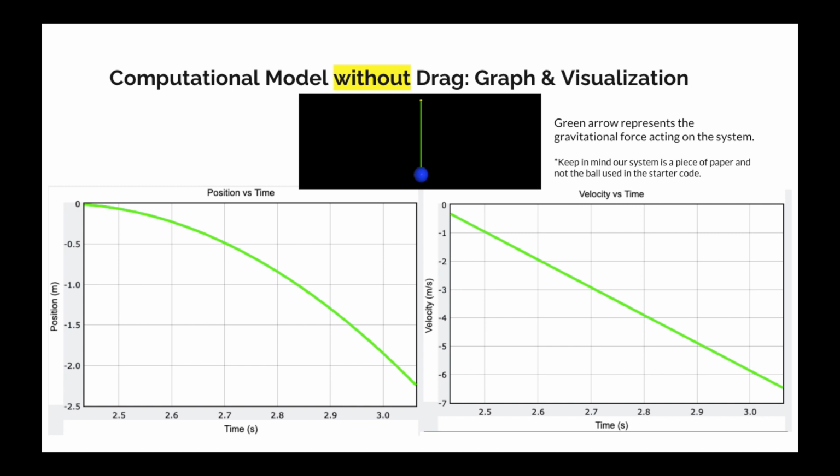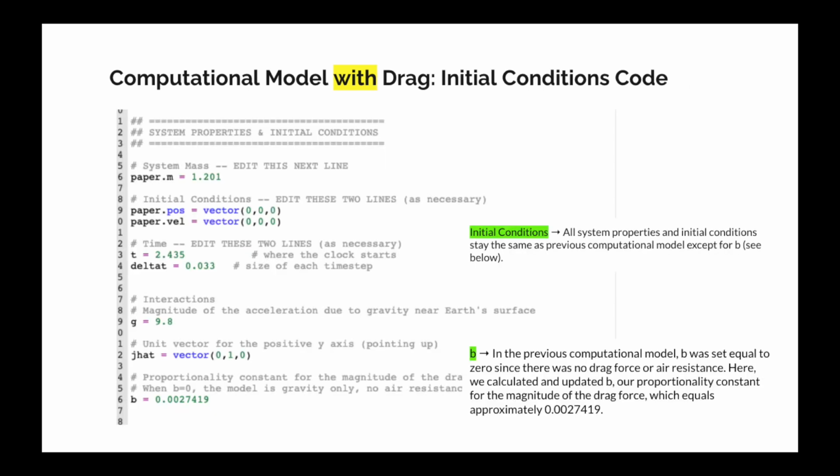Here we have the computational model without drag, including both the position versus time and velocity versus time graphs, as well as an animated visualization. Note that the green arrow off of the object represents gravitational force, the only force acting on the system in this circumstance. The initial conditions for our model with drag are all the same, except that b, our proportionality constant for the magnitude of the drag force, is no longer 0.